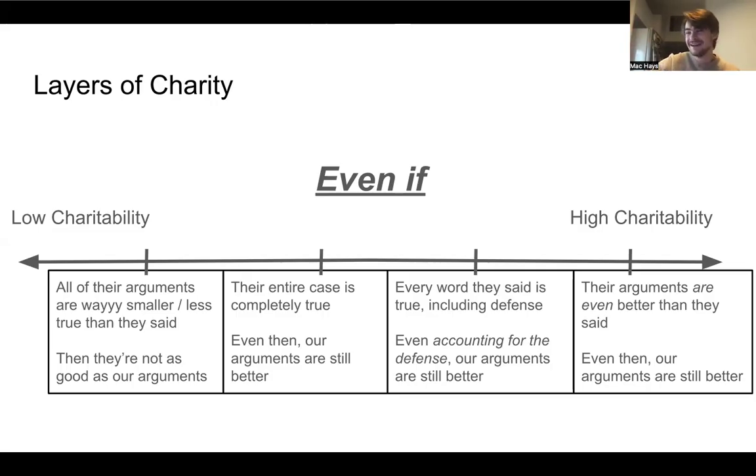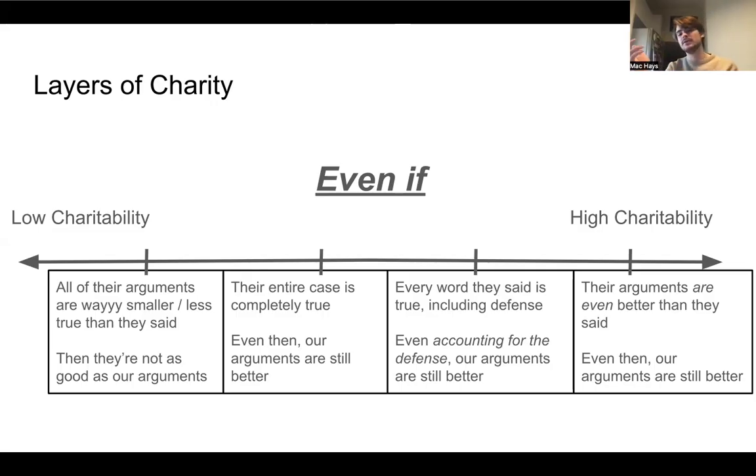And then the maximum, the most charitable you could possibly get. Now you start giving them extra stuff, right? Like even if they ran other arguments that were even better than the ones they ran, even then it wouldn't matter. Even if they gave these other better responses to our arguments, it wouldn't matter. Even if you multiply their arguments by 10, it still wouldn't matter. We still win. Their arguments might even be better than what they said, but even if that were the case, our arguments still overcome them.